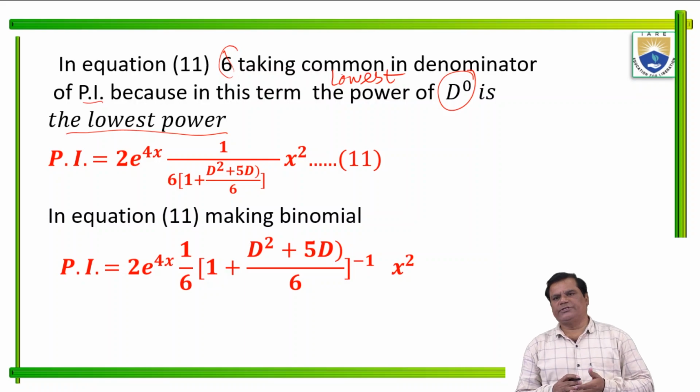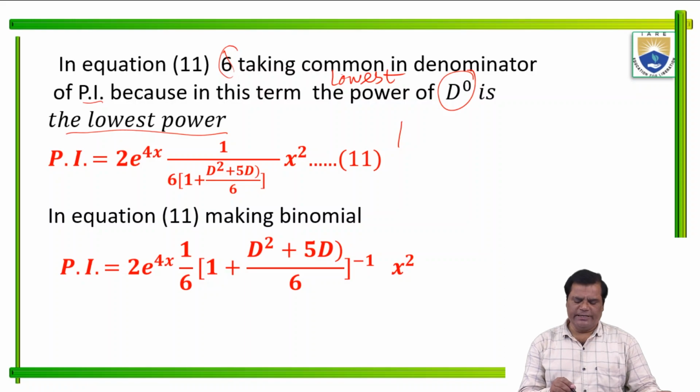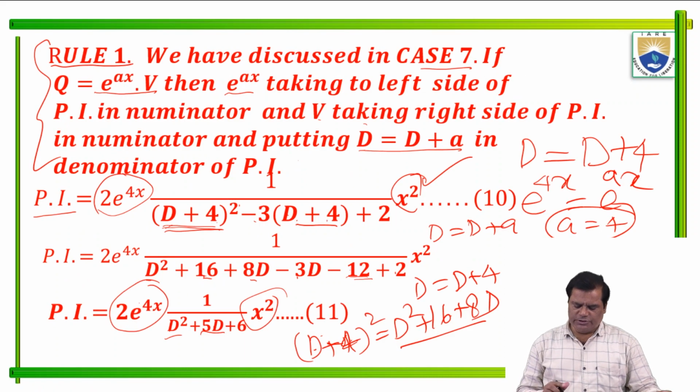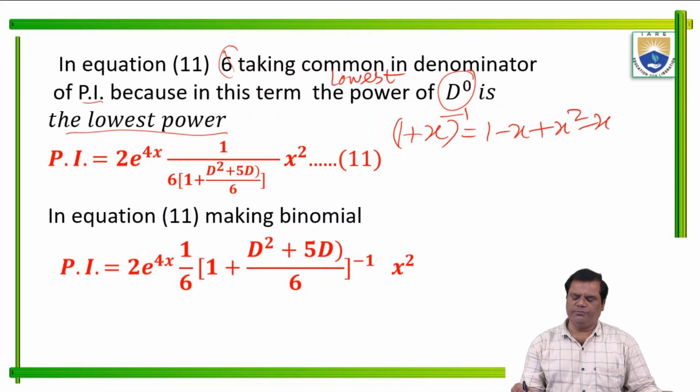I told you in the last question, if an algebraic function is there, then we make a binomial. So we are making a binomial, with first term 1. So here is 6, taking 6 common. So we get 1 here, and 6 goes in the denominator of this function. So we write here 6 times 1 plus (D square plus 5D) upon 6. So we write here 1 plus x. This term is taken to the numerator, so it goes to inverse. Then we write 1 minus x plus x square minus x cube and so on.